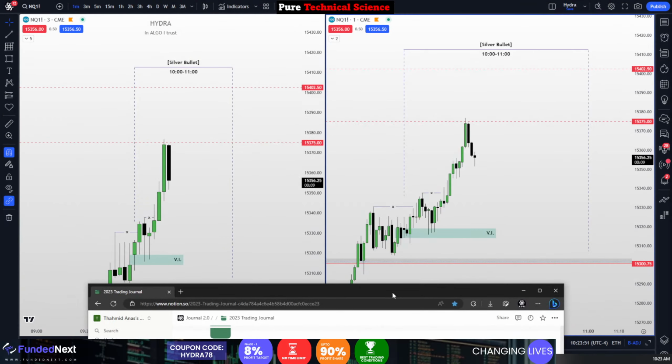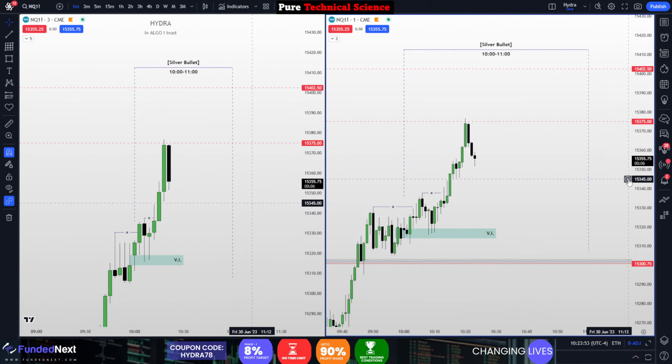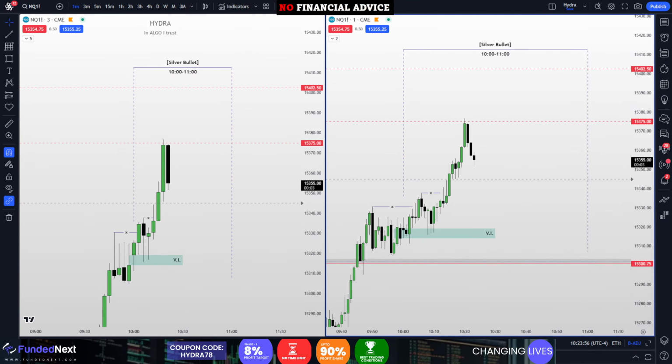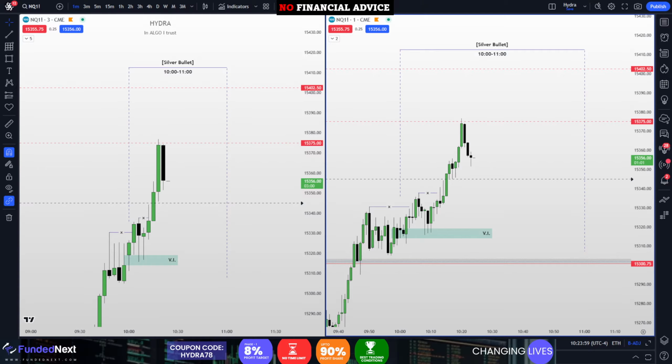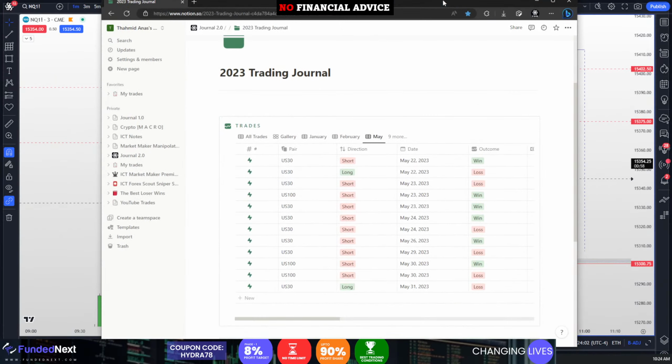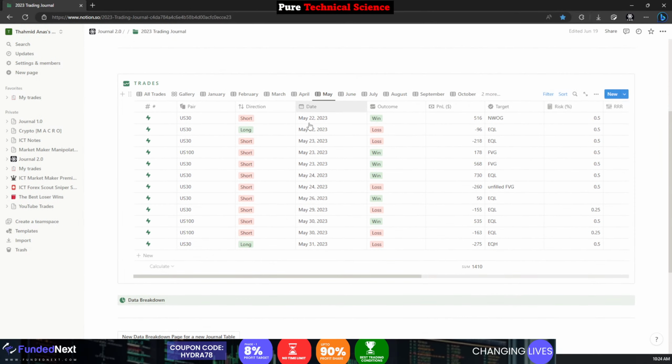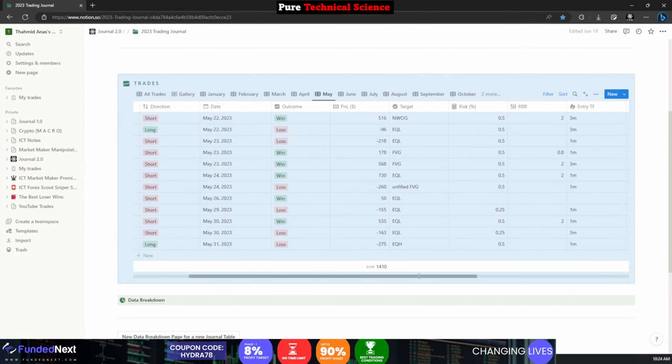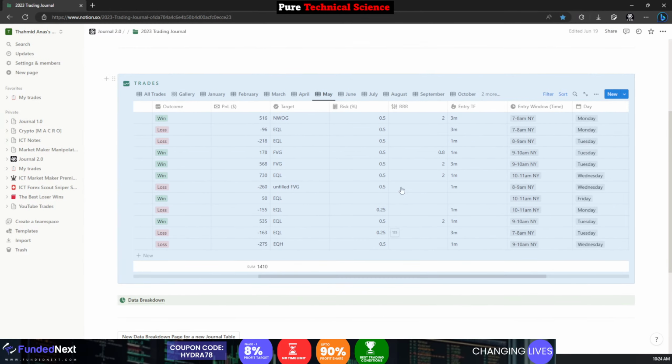Okay, I'm going to put an alert before I explain my journal, because I don't want to miss anything. Yeah, so this is the whole journal of my May, a couple of days, May 22. So how I do it: this is my pair, the pair I'm trading, then the direction, short or long, what kind of trades I'm taking, the dates, the outcome, whether it's a loss or win. Then there's the P&L, how much I'm making on each trade. There's the risk, what percentage I'm using.